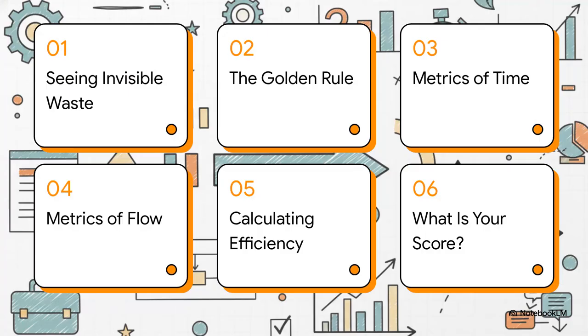So here's our game plan, our roadmap for this little process health check. First, we're going to frame the problem, seeing that invisible waste. Then I'm going to introduce you to the golden rule that governs pretty much all processes. From there, we'll dive into our diagnostics, breaking them down into two key areas, metrics of time and metrics of flow. We'll pull it all together to calculate the ultimate score for your process's health, and then I'll leave you with a challenge. Ready? Let's dive in.